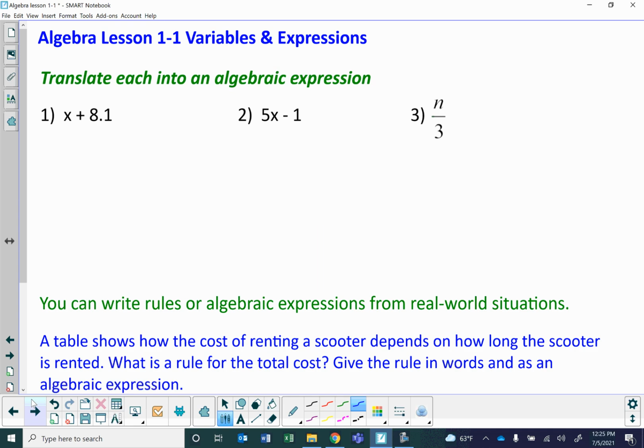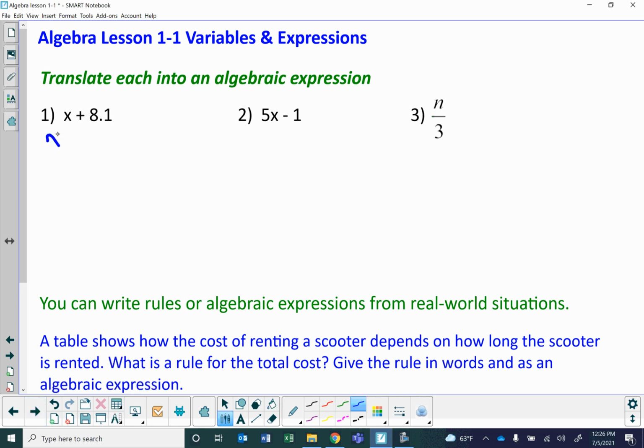Now we're going to take some algebraic expressions and we're going to write them in word form. Okay? We have them algebraically. We're going to translate them into words. So we have x plus 8.1, and literally you could write that as an algebraic expression, x plus 8.1. 8.1 is a perfectly fine algebraic expression.